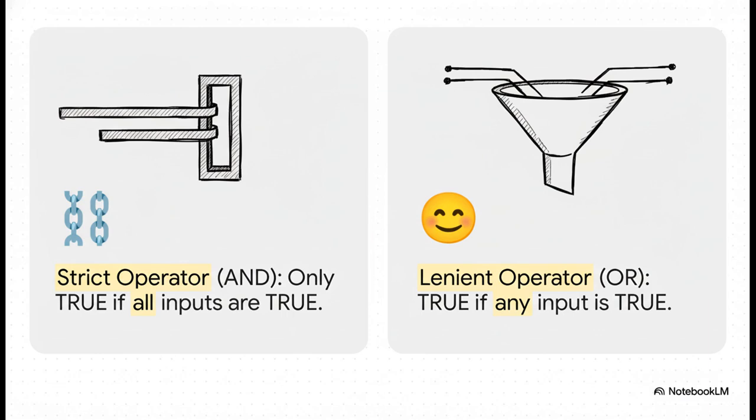AND is all about everything. All inputs have to be true. OR is all about anything. Any input can be true. And this simple difference, this strictness versus leniency, is what lets computers make incredibly complex decisions.